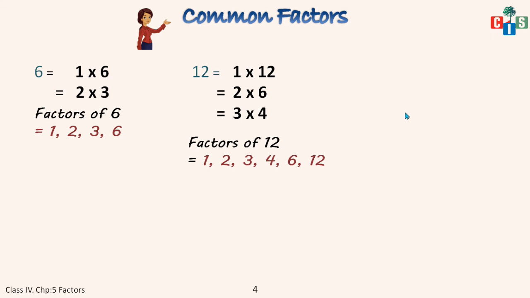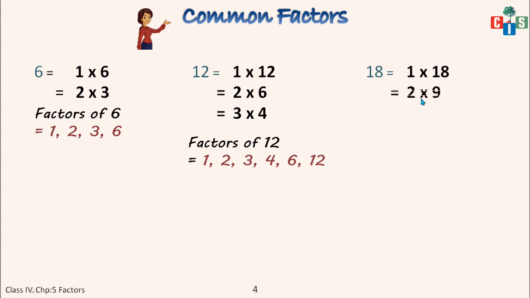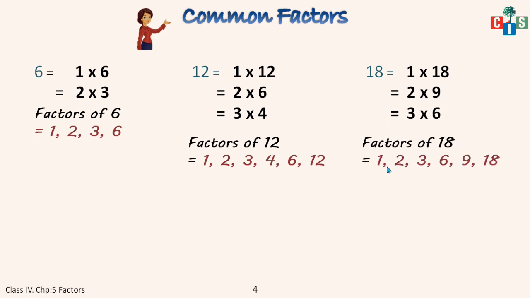Now the third number is 18. 18, 1 18s are 18, then 2 9s are 18, then 3 6s are 18. 4 के टेबल में नहीं आएगा, 5 के टेबल में नहीं आएगा, 6 we have already done, 7 टेबल में नहीं आएगा, 8 के टेबल में नहीं आएगा, 9 we have already done, and we have to check till half of 18, that is 9. So we have checked till 9. So these are the only possible factors. So factors of 18 are 1, 2, 3, 6, 9 and 18.